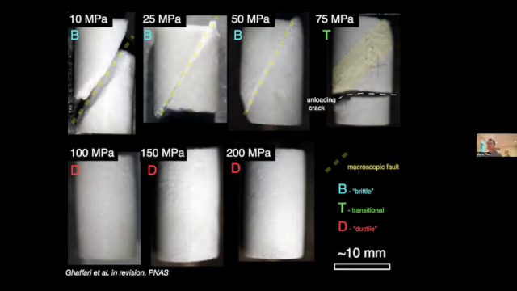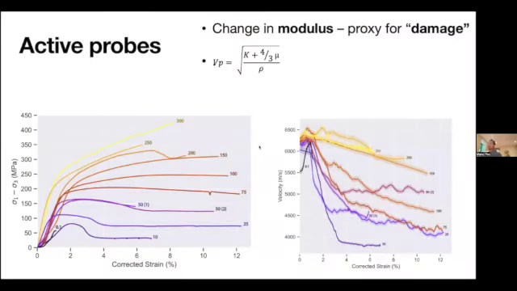Now, we also can actively probe what is happening with the sample microstructure as the deformation is ongoing through the ultrasound pulsing. So because we have the sensors on top and bottom of the sample, then we can measure how the VP velocity is evolving during these experiments.